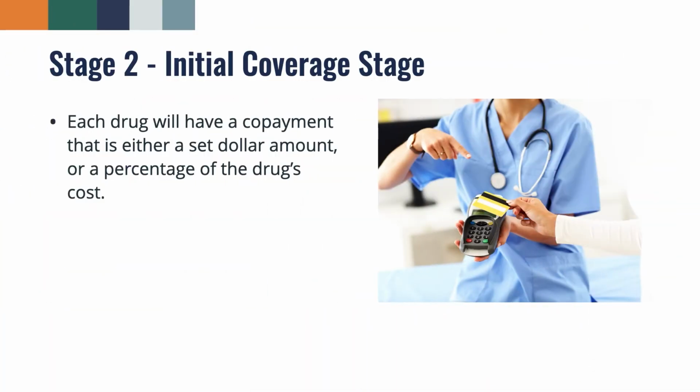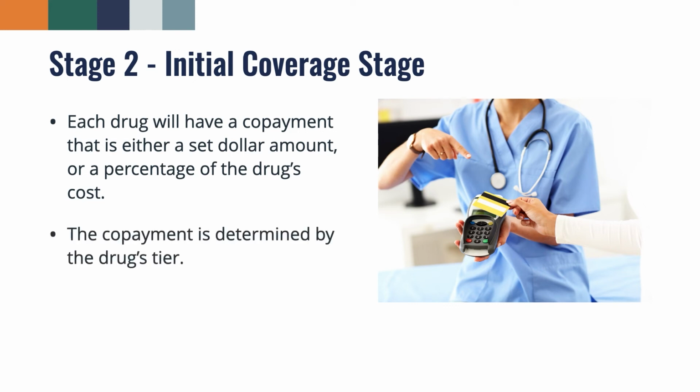When you have met the deductible, you move into Stage 2, which is the initial coverage stage. All of the copayments I mentioned in each stage are for 30-day quantity. Copayments for larger quantities may be higher. In the initial coverage stage, you will pay a set copayment, which is a dollar amount, or a percentage of the cost of each drug. The copayment you will pay is determined by the category of medications the prescription falls into. These categories are called tiers.